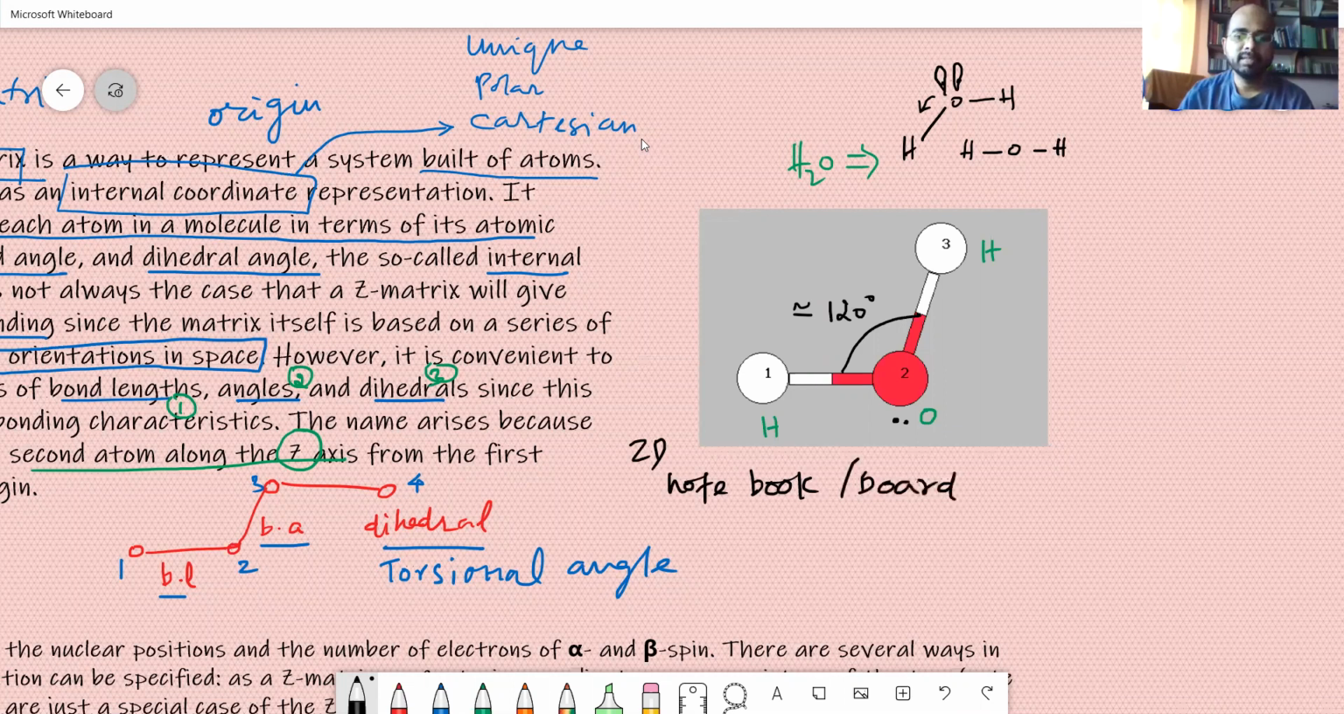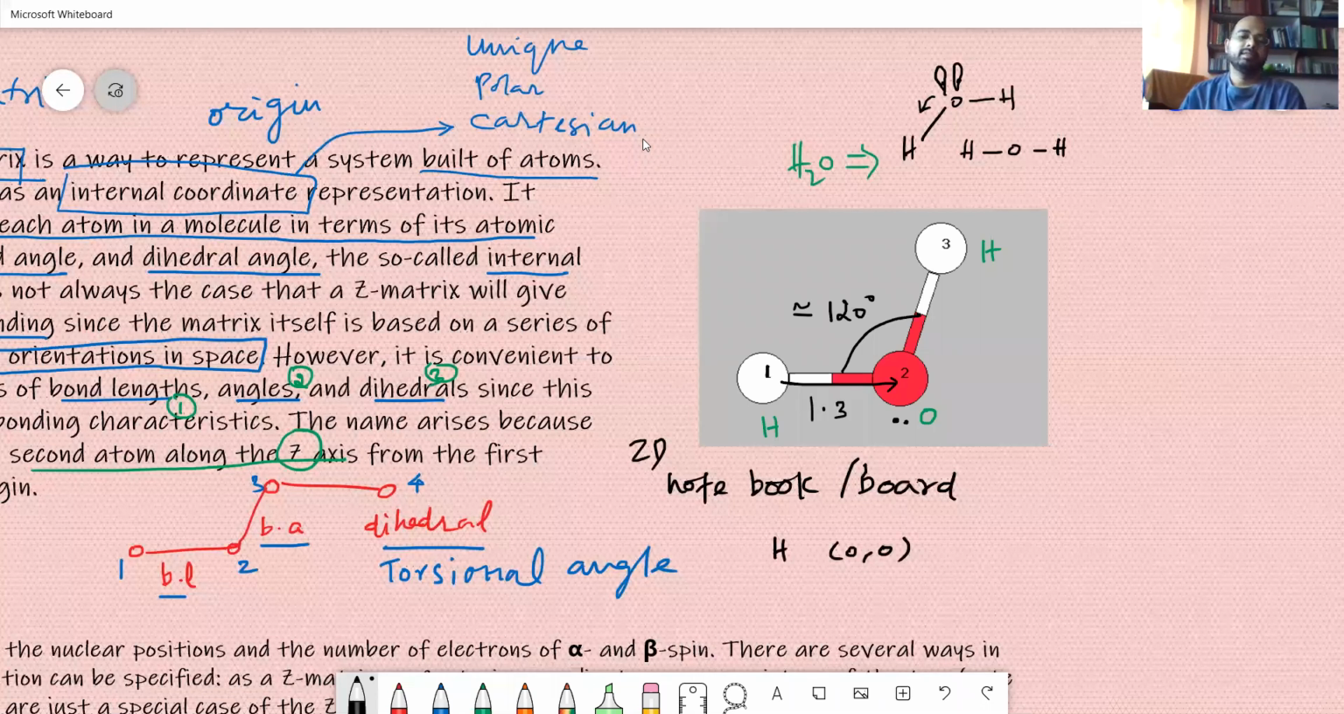So you first describe the atom number 1 as H1, which is the origin, 0, 0 in coordinates. And then from this, you say that oxygen is attached by means of a particular bond length. What is the bond length? Bond length may be about 1.3 angstrom units. Now this is the first atom, and this is the second atom.